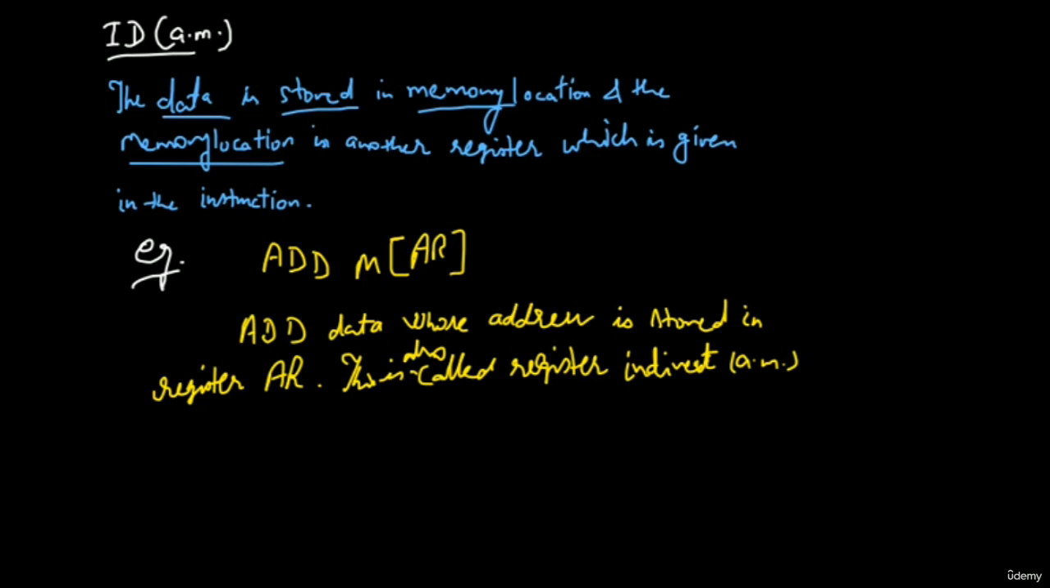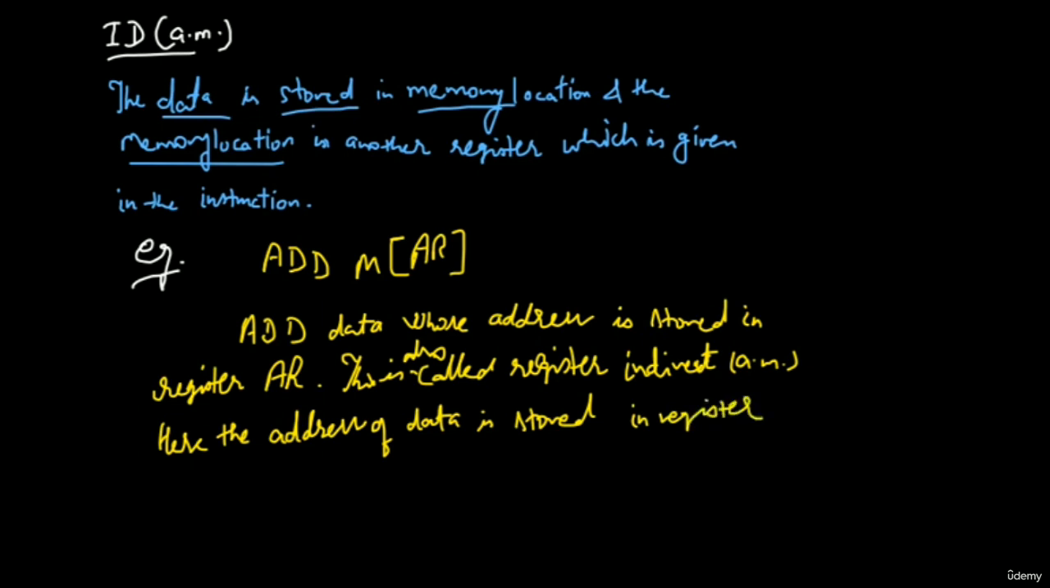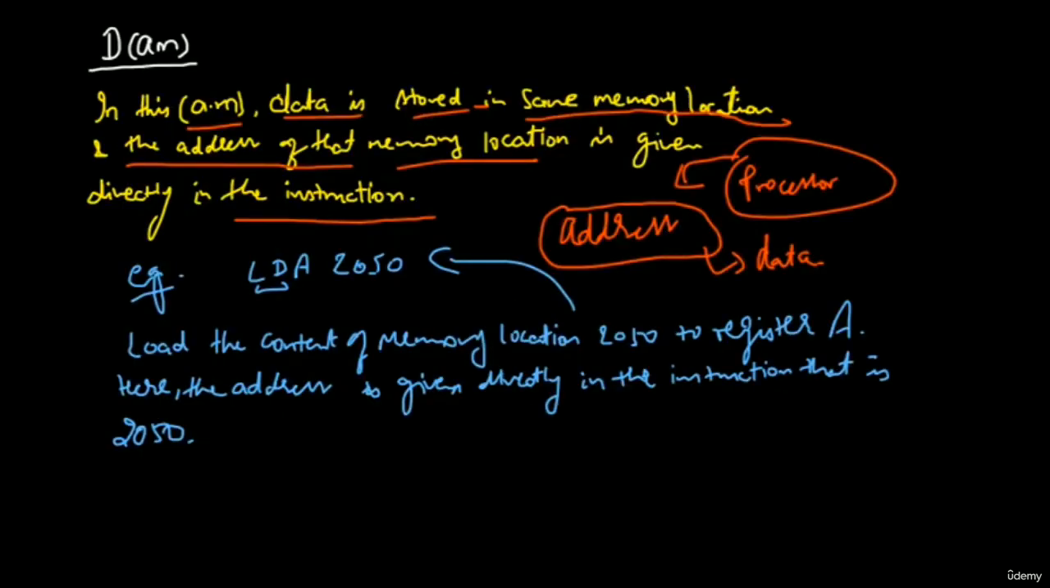Here the address of data is stored in register AR. Now let me explain the thing. What is the direct and indirect?